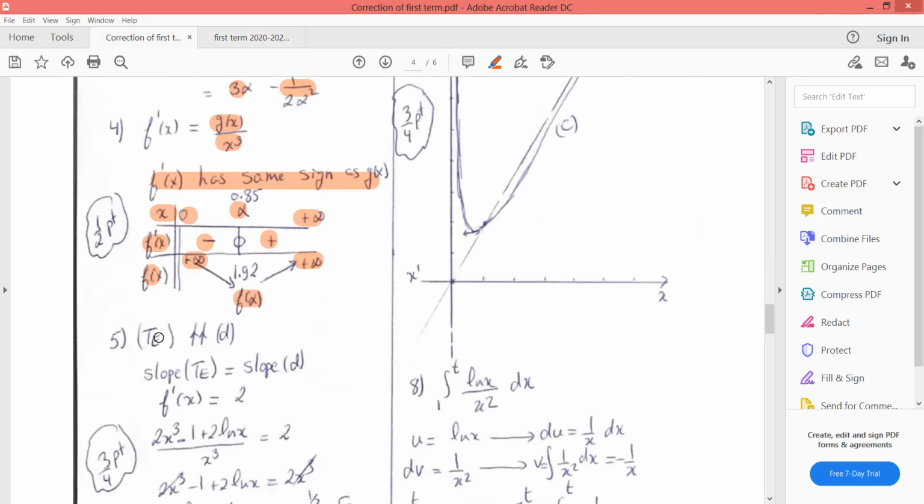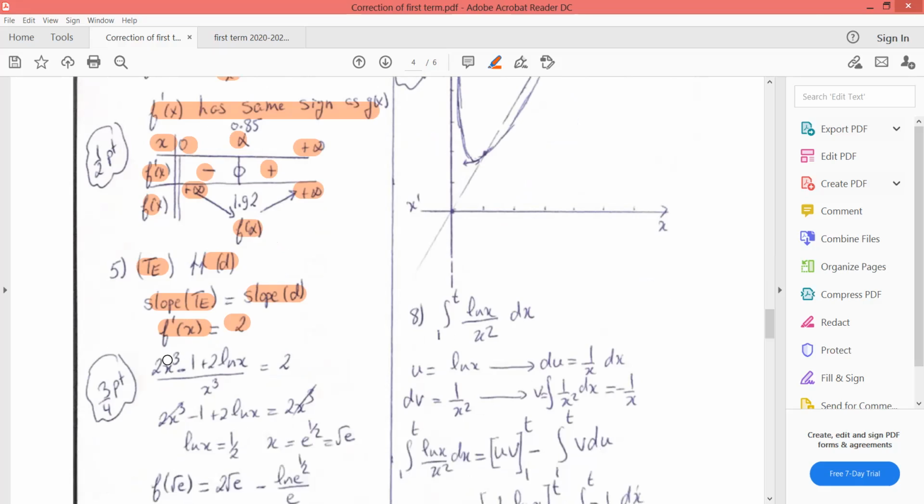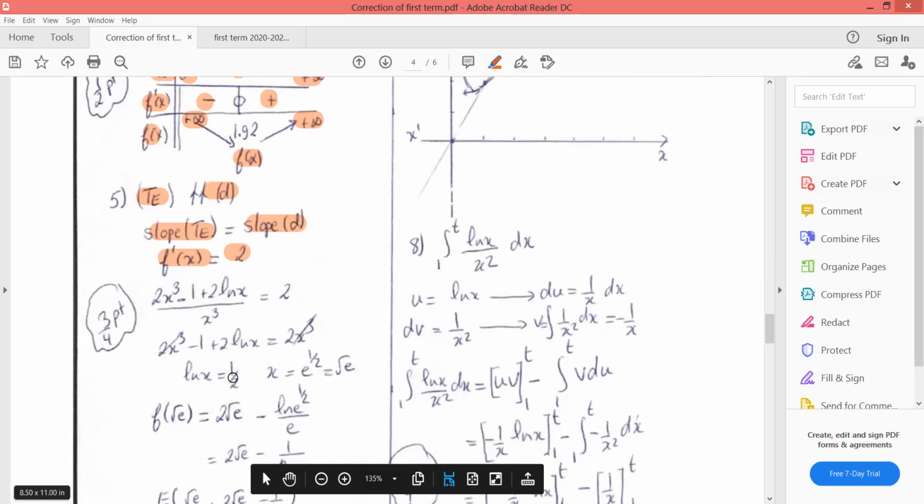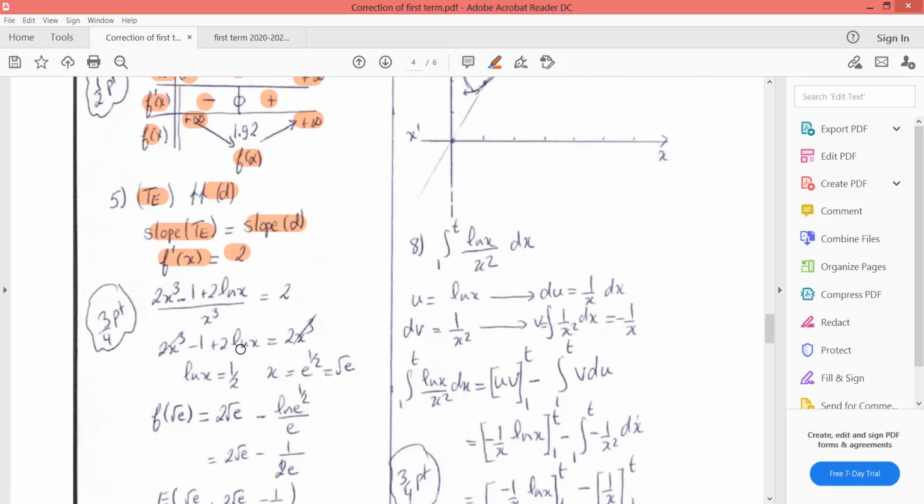So the tangent at E is parallel to D. The slope of the tangent at E equals the slope of D. So f prime x equals 2. Slope of D is 2. Slope of the tangent is f prime. This is f prime equal to 2, we cross multiply, we get 2x cubed minus 1 plus 2 ln x equals 2x cubed. 2x cubed minus 2x cubed, the 2x cubed goes away, simplified. 2 ln x equals 1, meaning x equals e to the half, equals radical e.